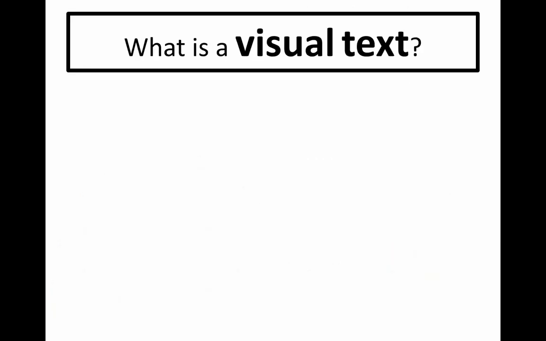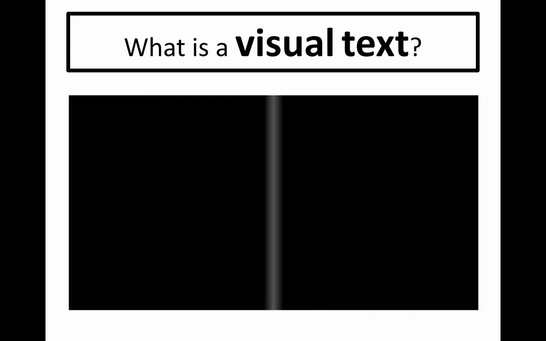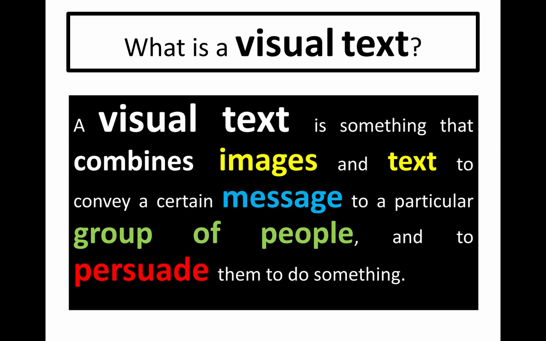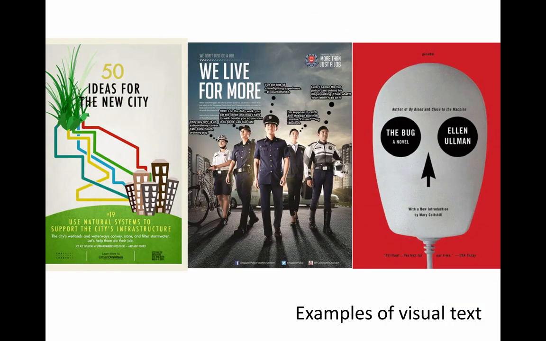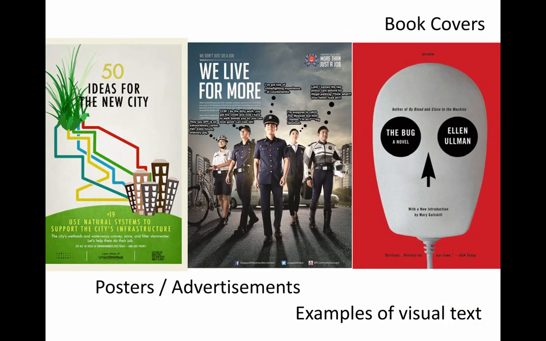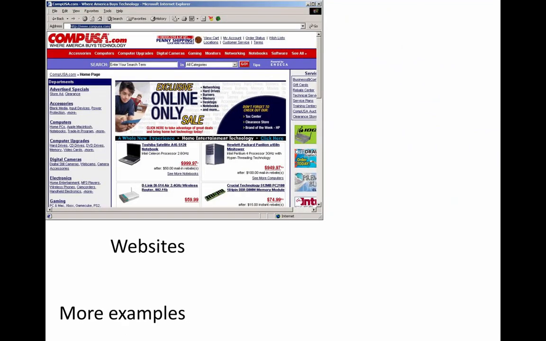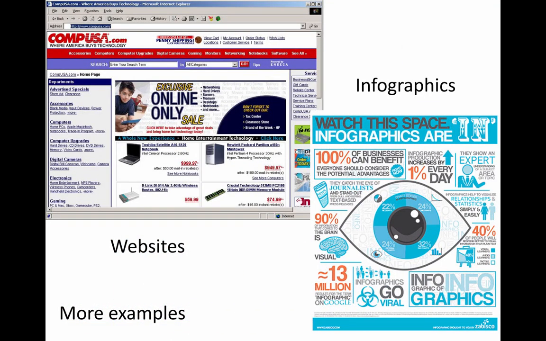First, let us begin by asking ourselves, what is a visual text? A definition you can probably use is that a visual text is something that combines images and text to convey a certain message to a particular group of people and to persuade them to do something. So, what are some examples of visual texts? They can be posters and advertisements, as well as book covers. They can also be websites, as well as infographics.